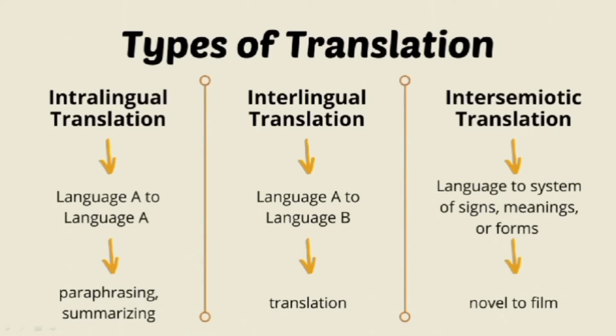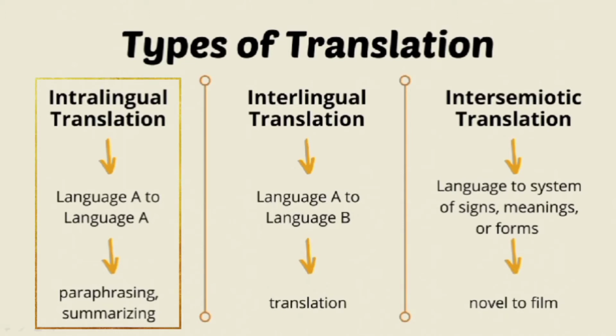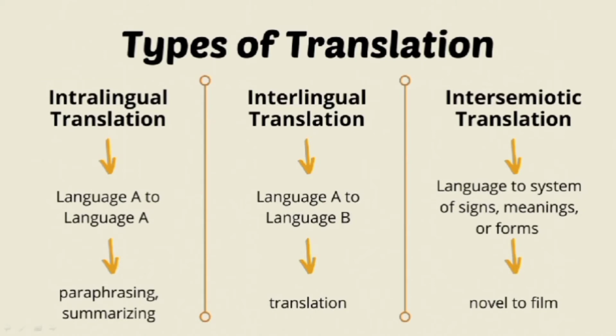Furthermore, he argues there are three types of translation. They are intralingual translation, interlingual translation, and intersemiotic translation. Intralingual translation means rewriting the meaning of one text in one language into another text in the same language. This intralingual translation can be in the form of rewriting the text with different words, paraphrasing, summarizing, or making other forms of expression of the meaning or message in the same language.